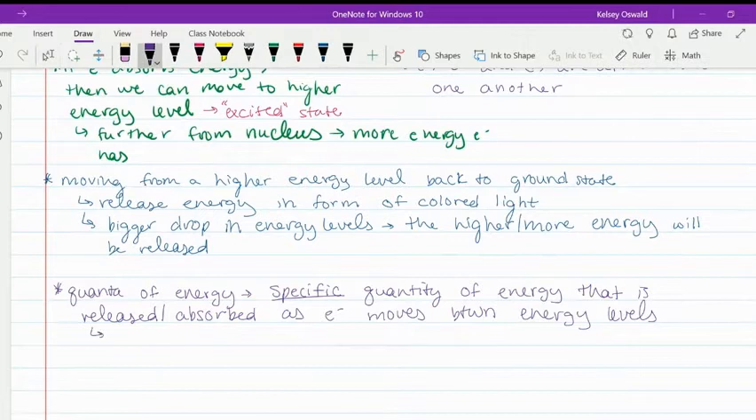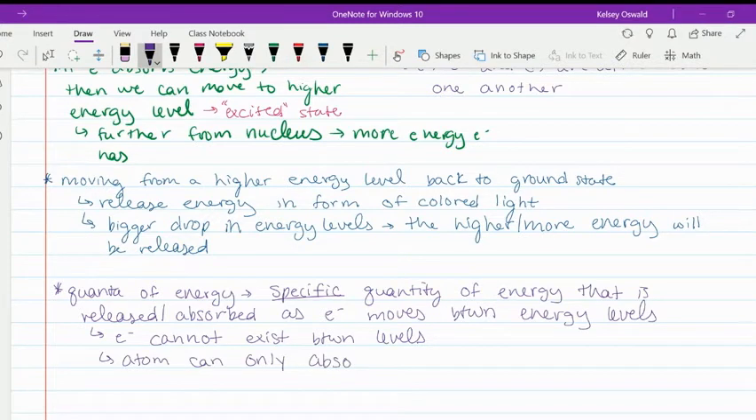Since our electrons cannot exist in between levels, we can only absorb or release specific amounts of energy. So we're only going to emit or absorb light of specific frequency and wavelength. That's why when we looked at our emission spectra in the lab, we saw those very distinct lines rather than a rainbow.